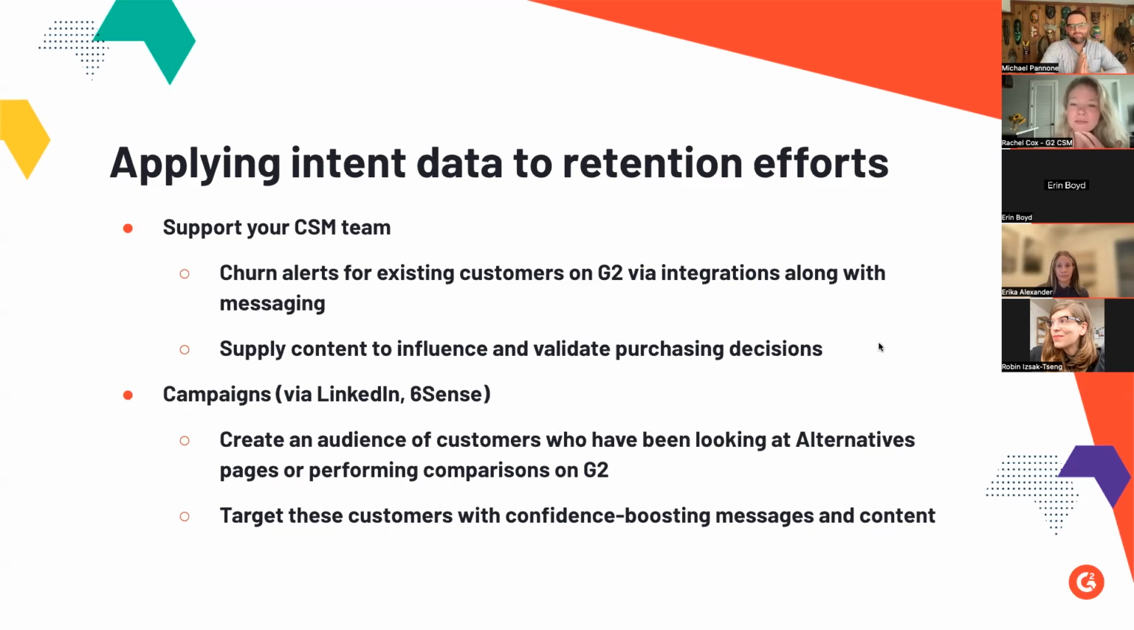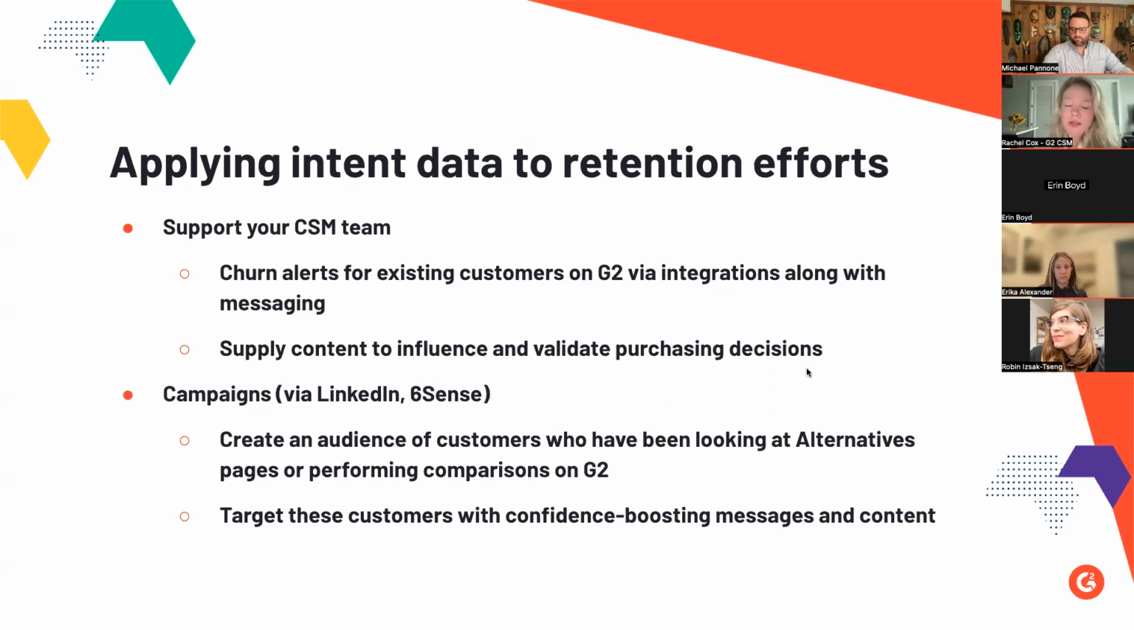So what that looks like is supporting your customer success team. So set up churn alerts, leveraging your G2 intent, setting up notifications for each CSM for their existing book of business. You can do this via any of the G2 integrations, such as Salesforce, maybe Gainsight, and also prepare them with messaging should they see signals. Folks looking at alternatives to your product, or maybe doing head-to-head comparisons when heading into renewal conversations. These can all be indicators of potential churn. So we want to ensure that your CSMs are prepared and supported, so we're able to get ahead of that.